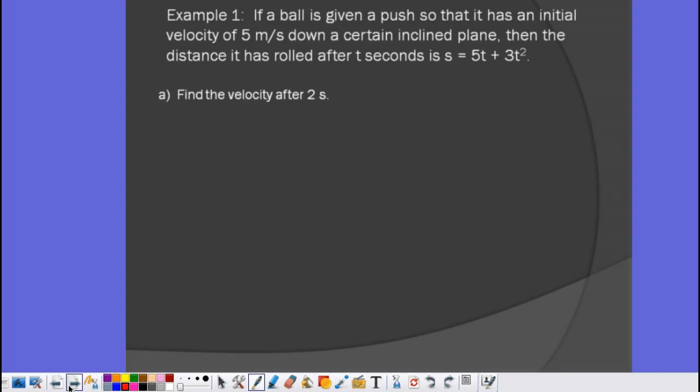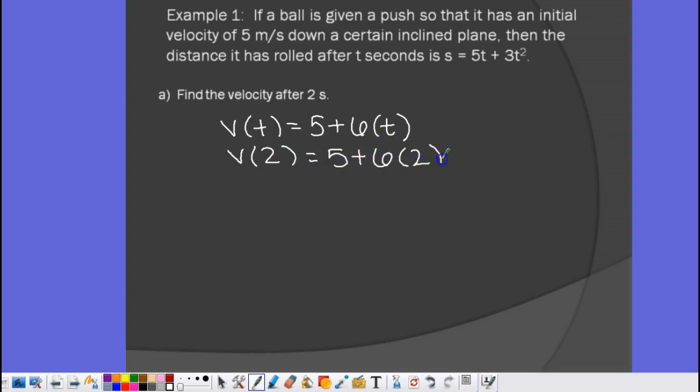So once again, what are we doing to find velocity? Taking the derivative. Yeah, taking the derivative of position. What is the velocity at 2 seconds? Well, it's the derivative at 2 seconds. Or 17 meters per second.